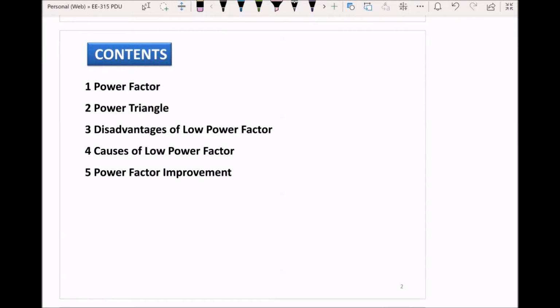In today's lecture in particular, we will be covering some basic concepts of inductive and capacitive circuits and their relationship with the power factor. The power triangle and calculation of power factor will be discussed. Furthermore, we will study the disadvantages and causes of low power factor. And in the end, some methods of its improvement will also be discussed.